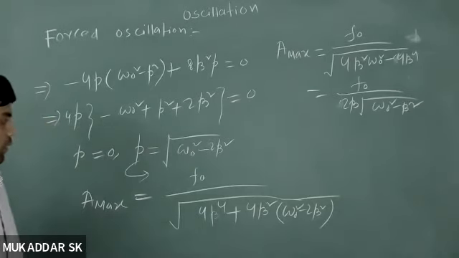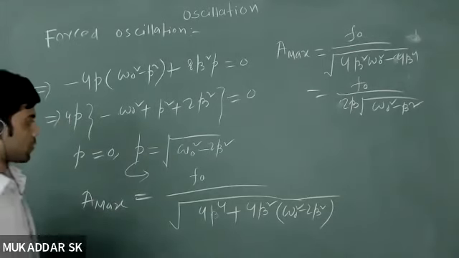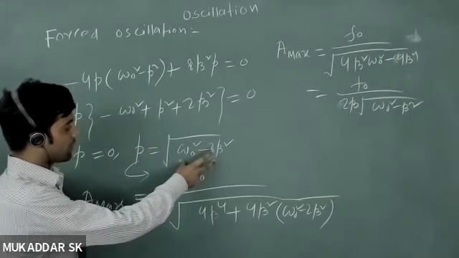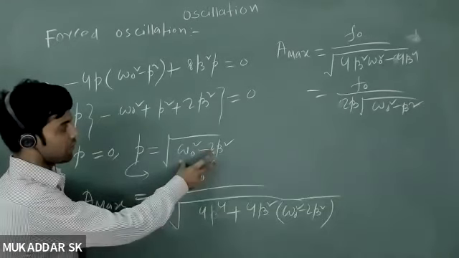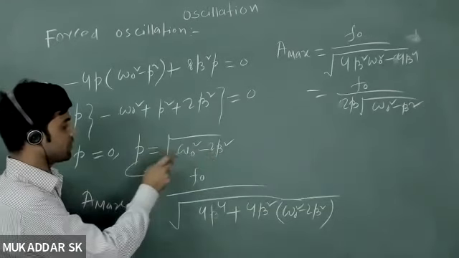Okay, now can I write omega naught in place of omega naught square minus beta square? So from here, can I write omega naught square minus beta square equals p square plus b square? Because p square is how much?